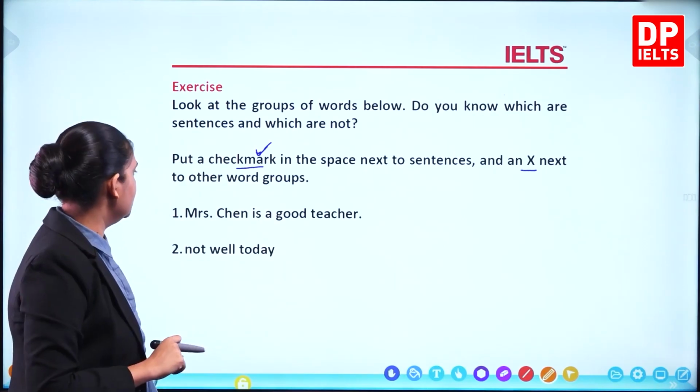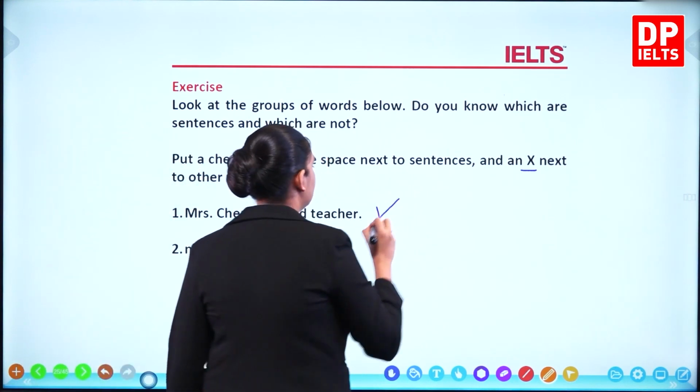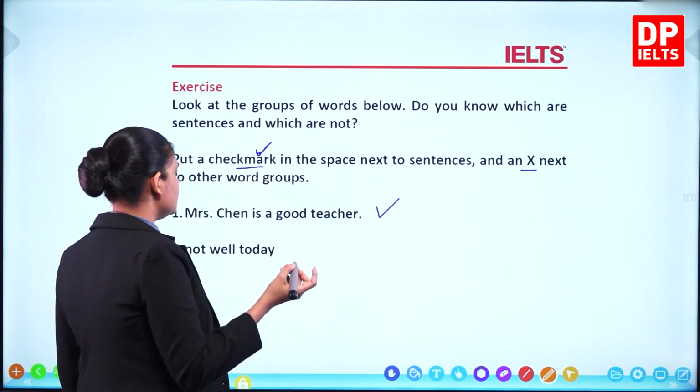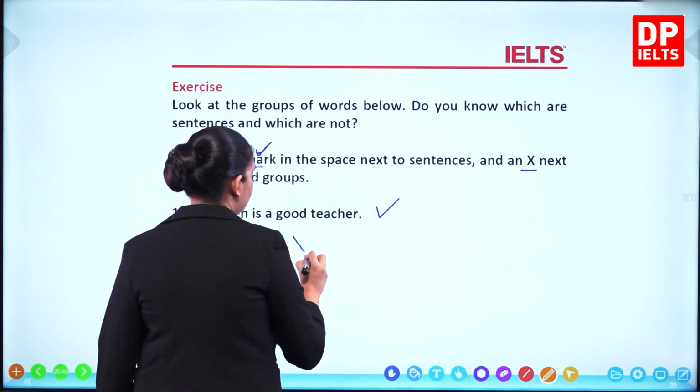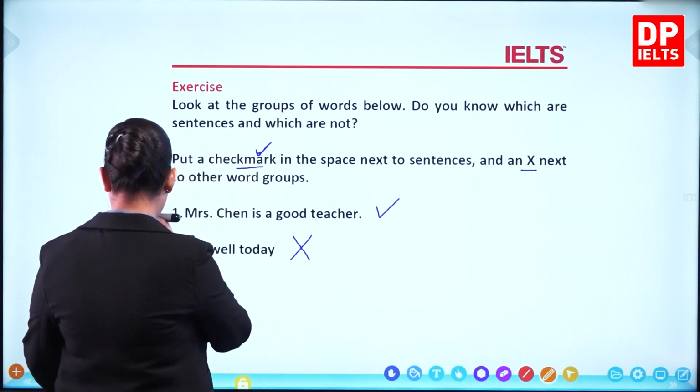Mrs. Chen is a good teacher. It has a full meaning, so a check mark. Not well today. It does not have a complete meaning, therefore it is a cross mark.